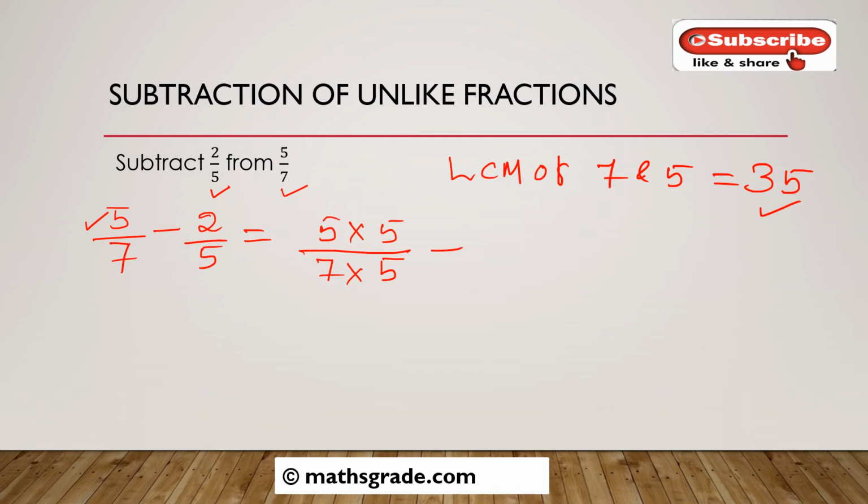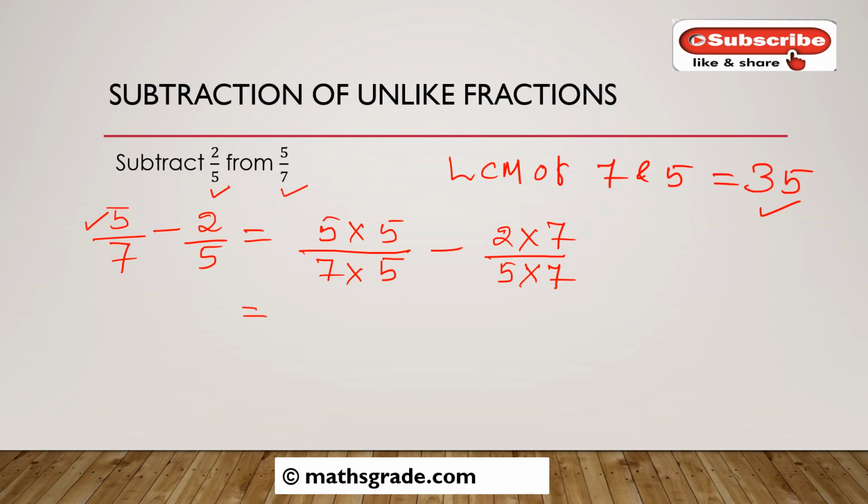Now we have to convert the fraction 2 divided by 5 into an equivalent fraction. We have to find the number by which we multiply the denominator 5 to get the LCM, that is 35. We know in the table of 5, multiplying 5 by 7 gives 35, which is equal to the LCM. Now we have to multiply the same number 7 with the numerator also. So multiply the numerator 2 by 7, and we get 2 multiplied by 7 divided by 5 multiplied by 7.